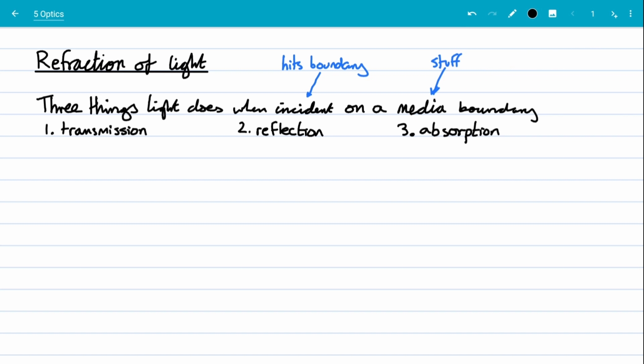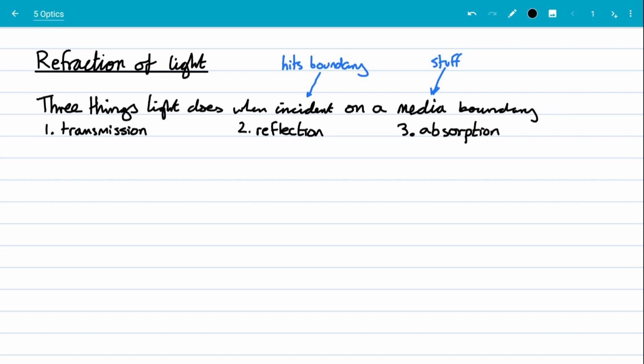Others would talk about refraction just being the change in speed of the light, and it causes the change in direction, but refraction isn't a change of direction. I think with A-level exams, we tend to come down on the idea that refraction is the change of direction. So you don't always get refraction with transmission. And you don't get refraction with transmission if the angle of incidence is 0 degrees.